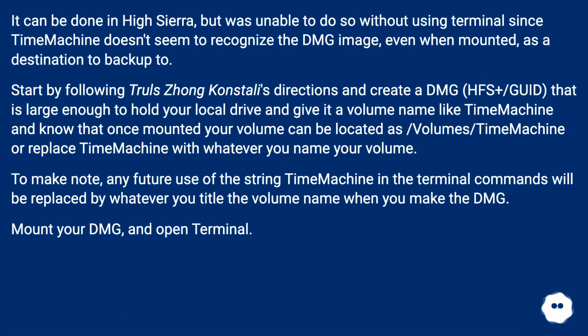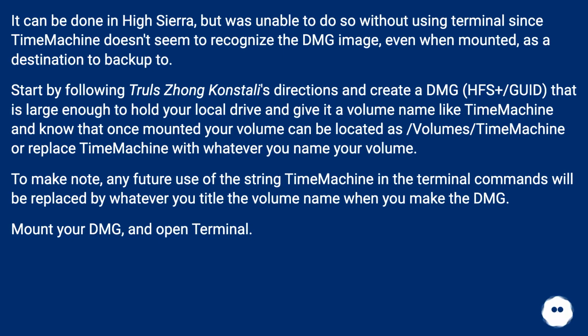It can be done in High Sierra, but I was unable to do so without using Terminal since Time Machine doesn't seem to recognize the DMG image, even when mounted, as a destination to back up to. Start by following Trollsjon Kunstali's directions and create a DMG, HFS Plus, GUID, that is large enough to hold your local drive, and give it a volume name like TimeMachine. Once mounted, your volume can be located at /Volumes/TimeMachine, or replace TimeMachine with whatever you name your volume. Any future use of the string TimeMachine in the Terminal commands will be replaced by whatever you title the volume name when you make the DMG.